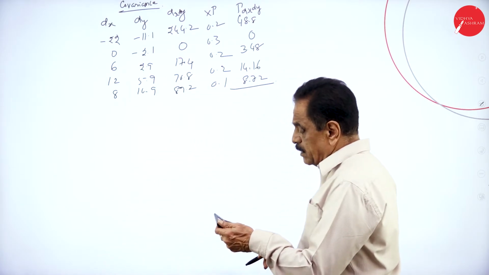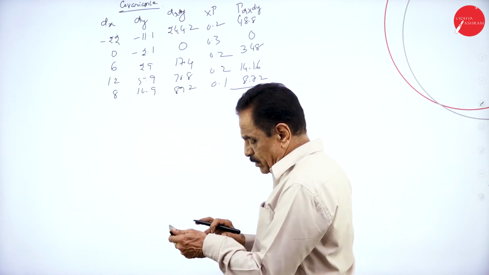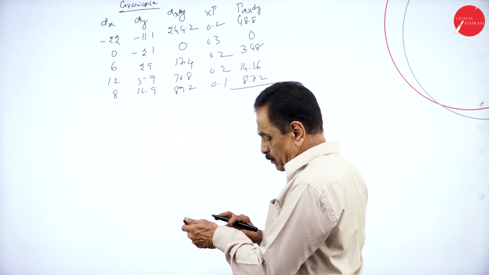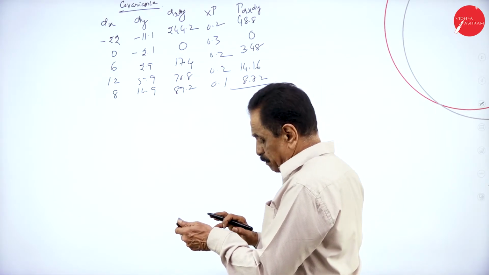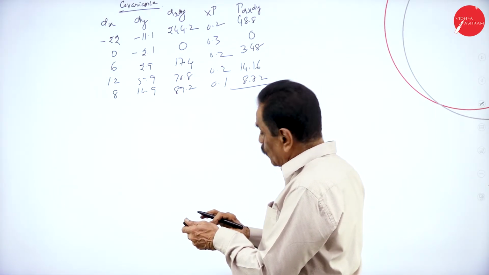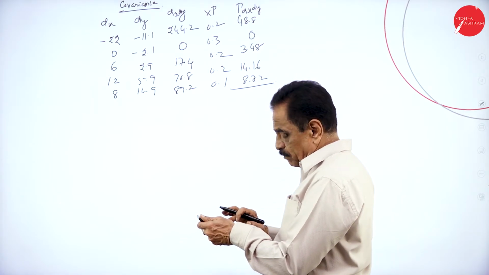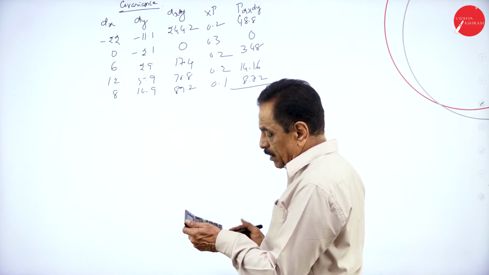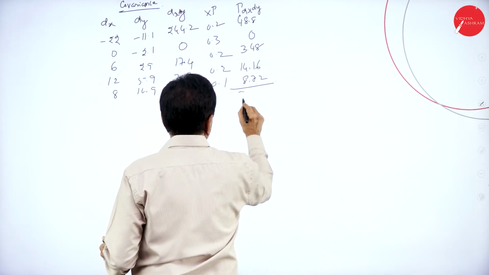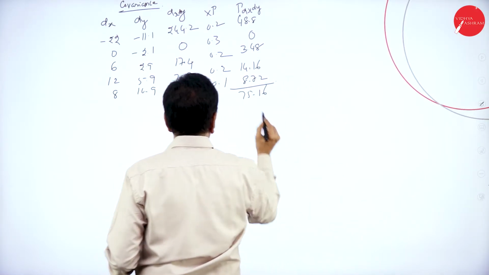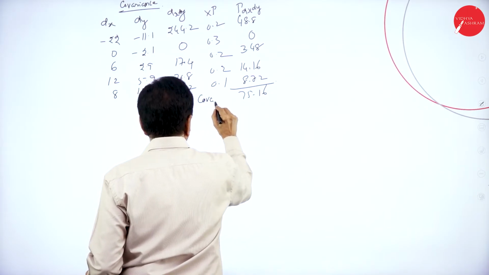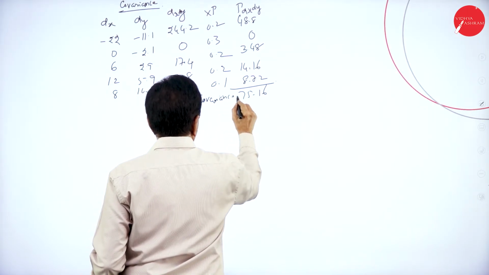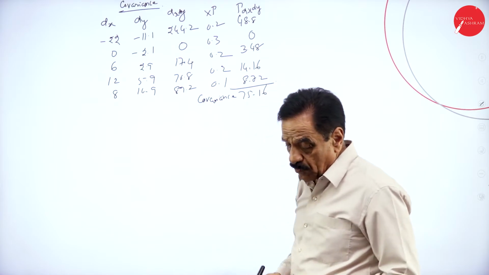Add 8.72 plus 14.16 plus 3.48 plus 48.8, 75.1. Covariance.